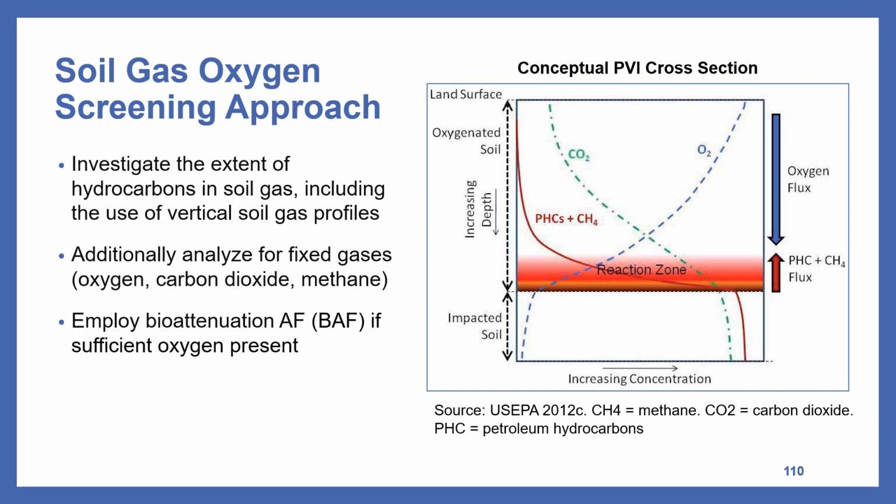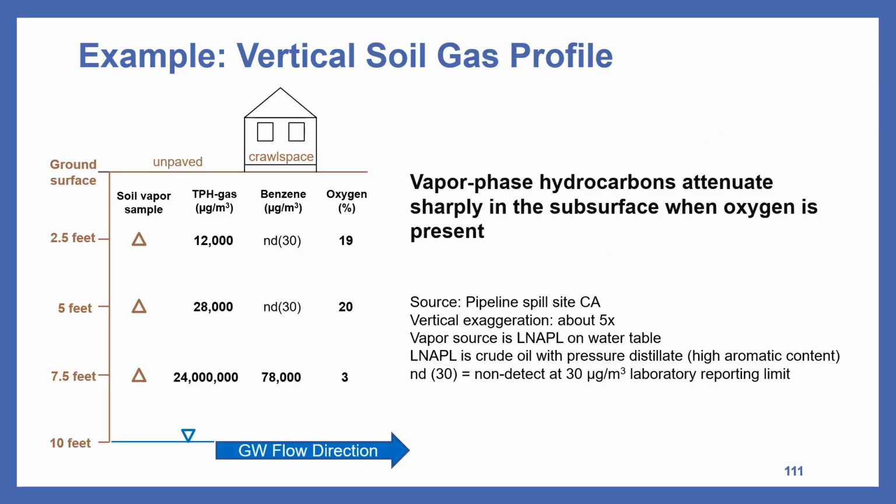I wanted to give you an example of a real site. Here we have a vertical soil gas profile at a crude oil pipeline release site where the crude oil had been mixed with a pressure distillate and had a high aromatic content. The LNAPL had spread down gradient and was actually beneath this crawl space home. The consultants did multiple soil gas probe locations and collected samples at 3 depths at each location. I've just selected a few of the constituents they analyzed for, which included TPH gas, which would represent the bulk hydrocarbon vapors, benzene, and oxygen.